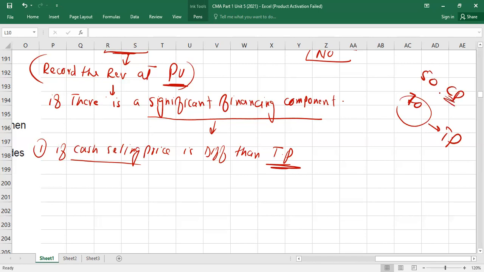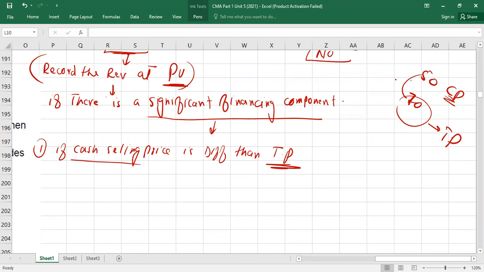It means the difference between the cash selling price and the transaction price, I will treat as a financing component. I will treat it as interest. Understood? Whenever cash selling price is different than transaction price, it means there is a financing component. So we should adjust the transaction price. We should record the transaction price as per present values. Understood? Clear?